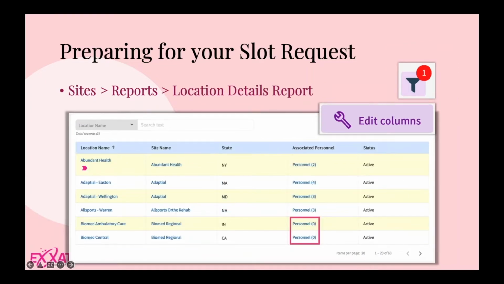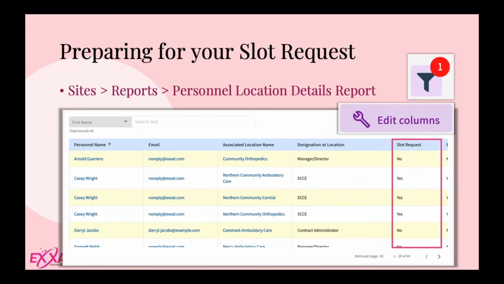So that's the location details report. There's also the personnel location details report. This is under the same area, just under personnel instead of location. So it'll say sites, reports, and then personnel location details report. And again, you're going to see this a little differently because you're going to see it by person and not by site or location.